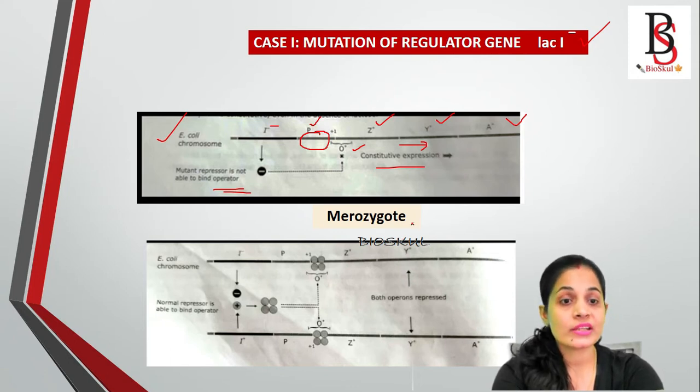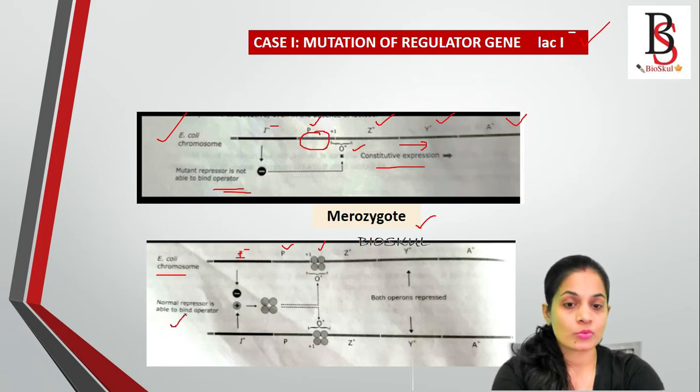Now we will see the similar condition, that is the mutation of the Lac I gene in merozygotes. So this one is the E. coli chromosome. This point is the operator. These are the structural genes, and this is the promoter region, and the I gene is mutated, so it is written as I minus. This is about the E. coli chromosome.